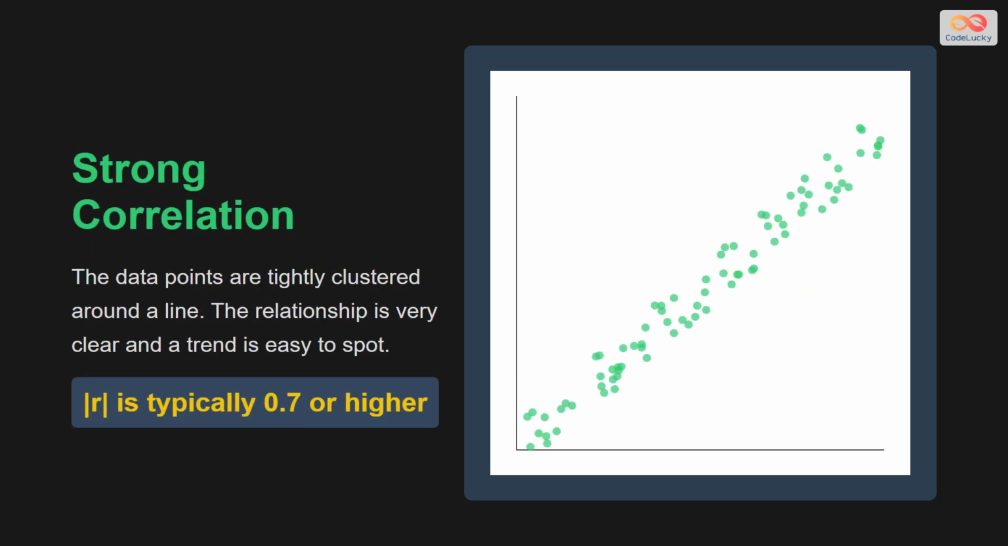Finally, we have strong correlation. This occurs when the absolute value of R is high, typically 0.7 or more. In this case, the data points form a tight cluster that looks almost like a line. The relationship between the variables is very obvious and predictable.